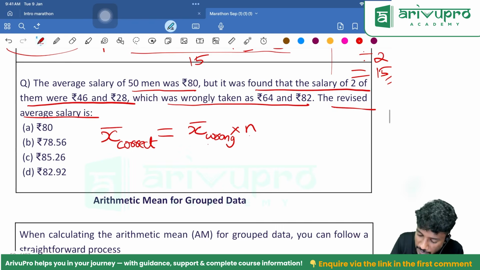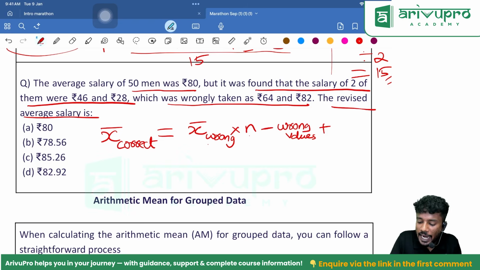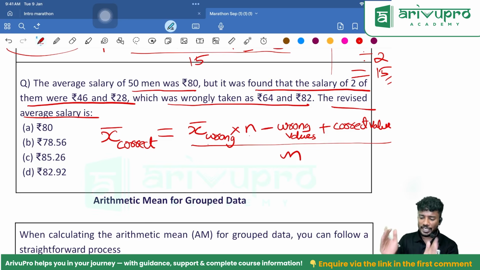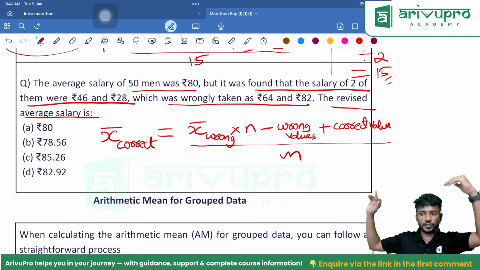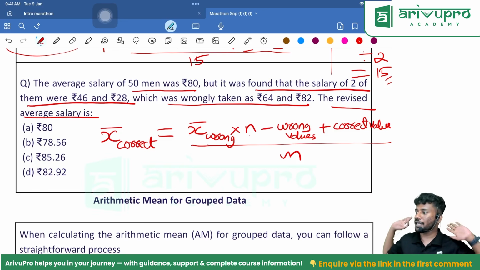Yes. From that, I am reducing the incorrect values, the wrong values. To that, I am adding what? The correct values. The entire thing is divided by N. If you look into the numerator, what we have right now is the corrected sum. We reduced the wrong values, we added the correct values.